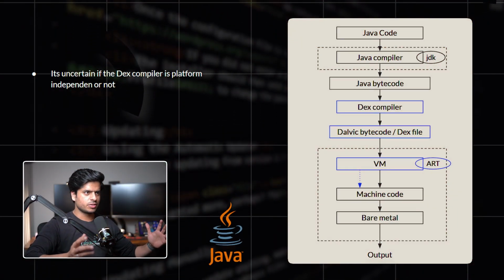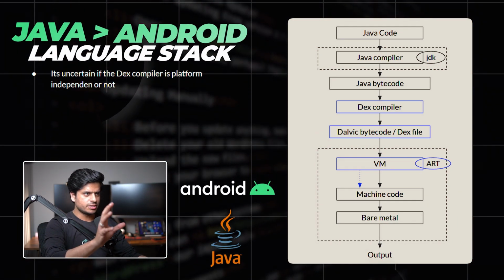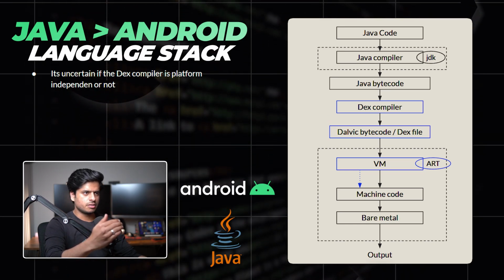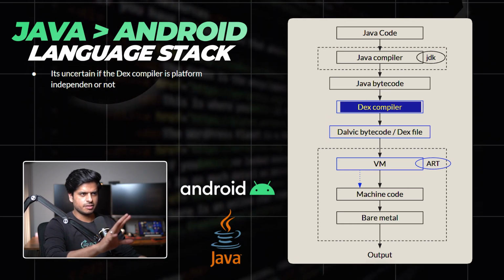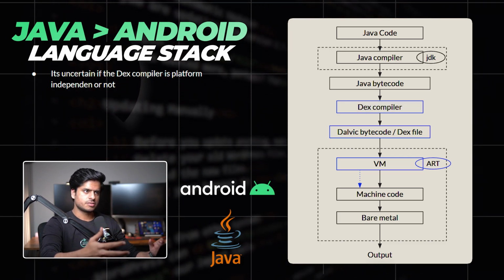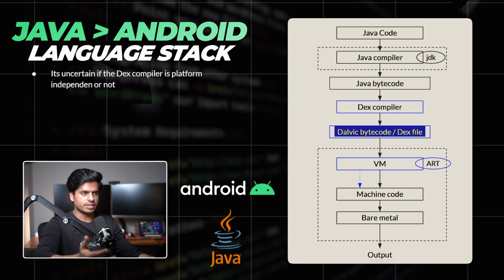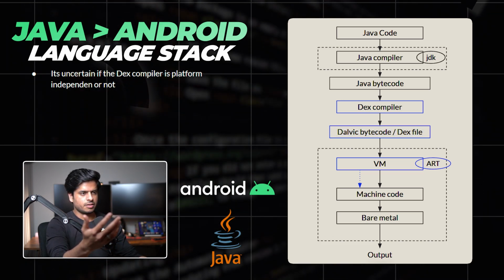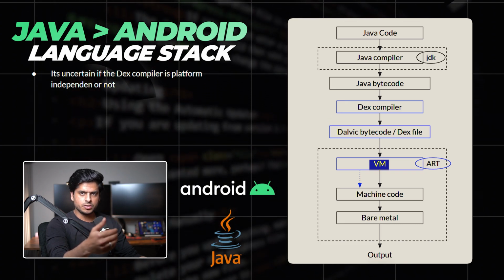All right, Java stack with a twist of Android. Well, most of the things remain the same. The only additional step here is that the Java bytecode is in turn fed to this DEX compiler. I think it is platform dependent, but I'm not 100% sure. Then DEX compiler generates this thing called Dalvik bytecode or DEX file. And this DEX file at runtime is finally read by the VM and then converted to the machine code.